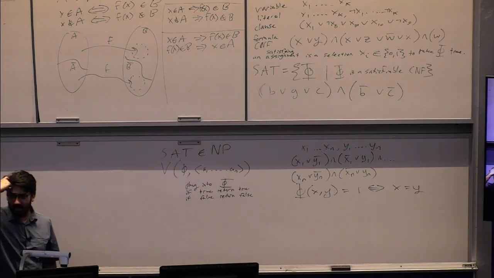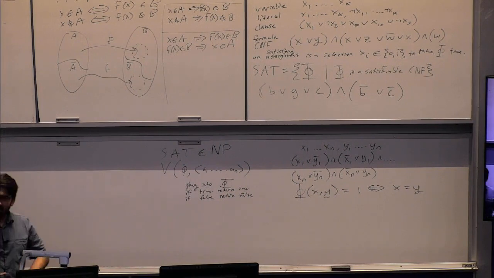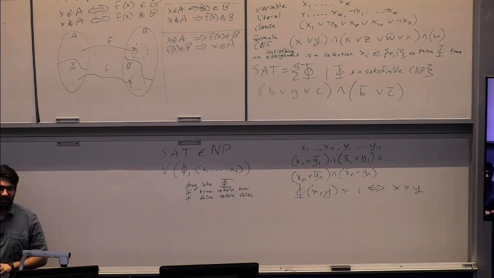Now, we need to argue two things. Correctness of the verifier: if the formula is satisfiable and someone gives us the answer, does this correctly check it? Yeah, all we need to do is plug it in to the formula and evaluate the formula. Okay, so it is correct, obviously, just simply by the definition. And usually, proving a problem is in NP is much easier than showing it's NP-hard. So this is usually the easy step.